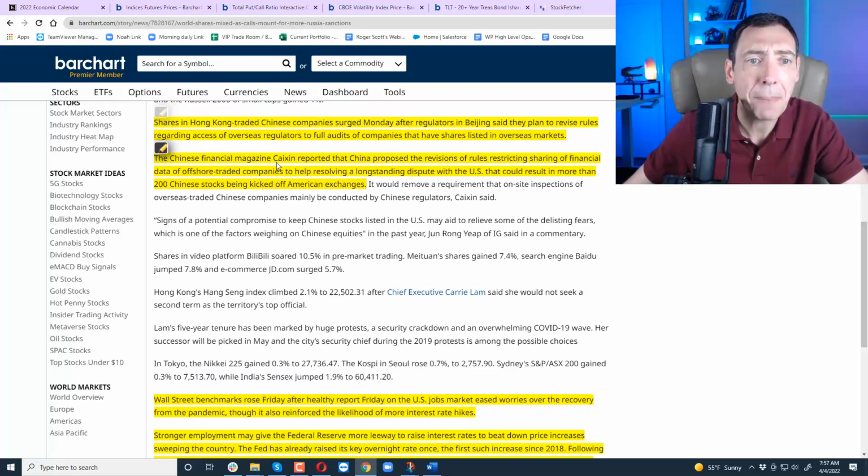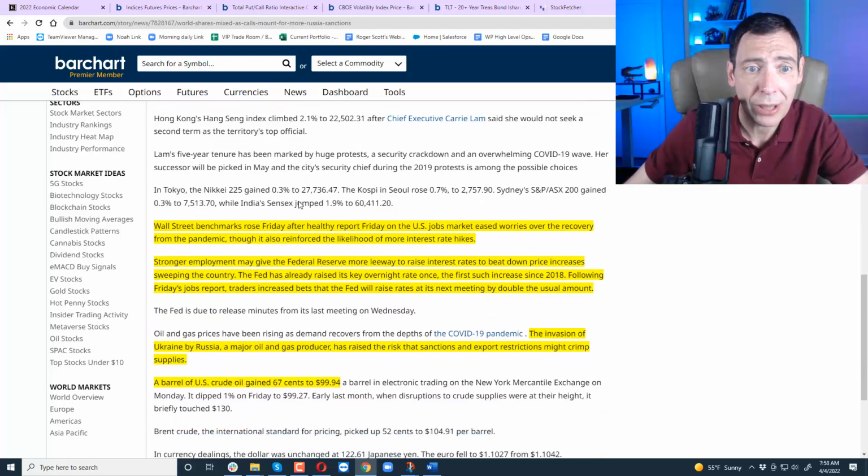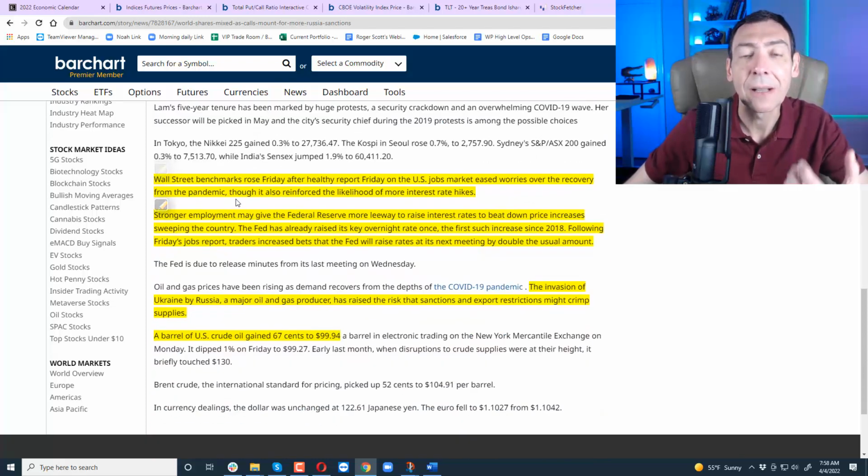The Chinese financial magazine Caixin reported that China proposed revisions of rules restricting sharing of financial data by offshore traded companies to help resolve a long-standing dispute with the U.S. that could result in more than 200 Chinese stocks being kicked off American exchanges. That's very, very smart and forward-thinking of China. Because look, if you want to be part of the U.S. exchange, then you have to have U.S. regulators audit you, just like you do U.S. stocks. If it's fair for the goose, it's fair for the gander.